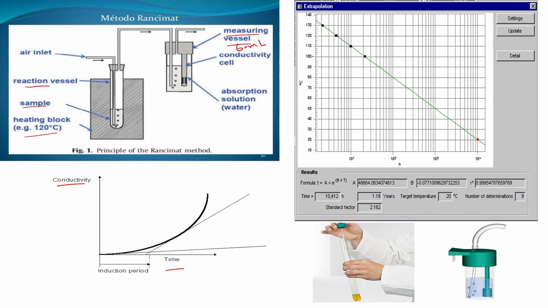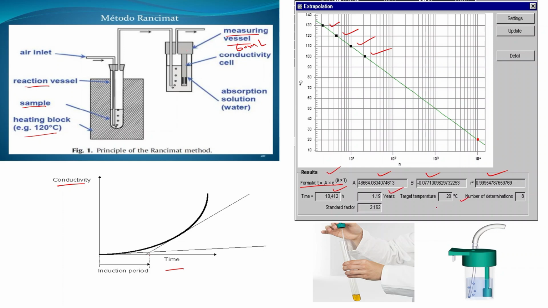Say if extrapolation software is there in the Rancimat, and say we are using 3 temperatures. Here we can see that at 130 degrees Celsius we obtain some induction period, at 120 some induction period will come, and similarly at 100 degrees Celsius some induction period will come, and we can extrapolate it to 20 degrees Celsius. And this is extrapolated using the Arrhenius equation. So here we can see an equation of this type will come. The value of A has come, B has come, R square is this much, and then this is the induction period, which in years is 1.19 years.